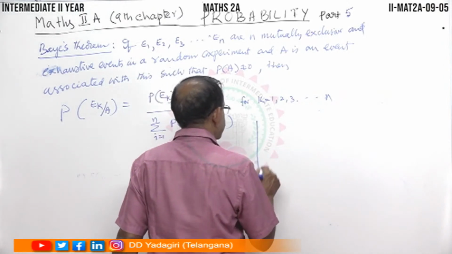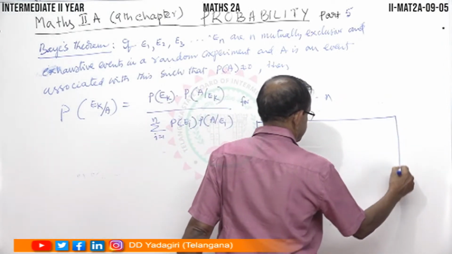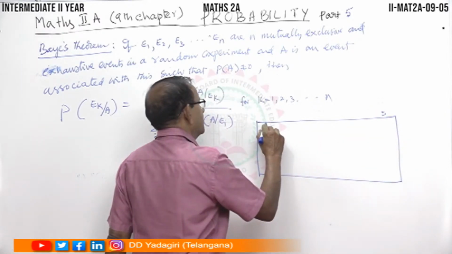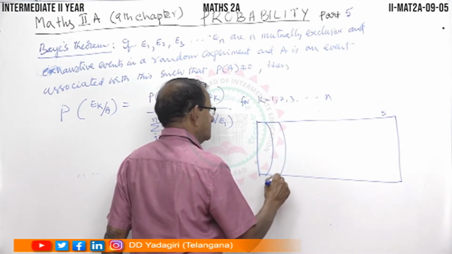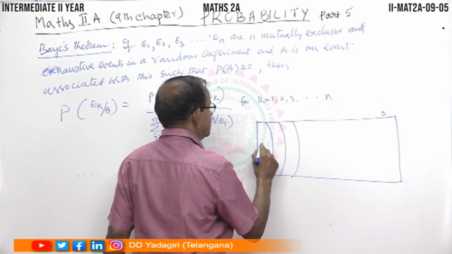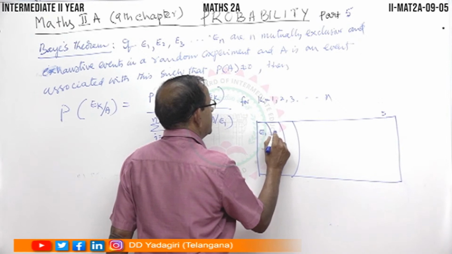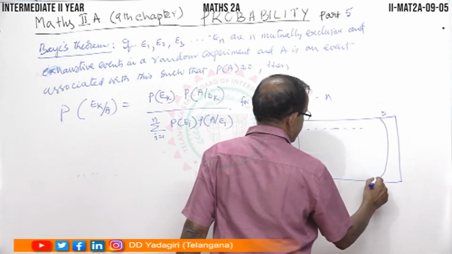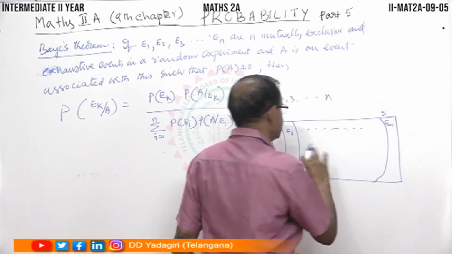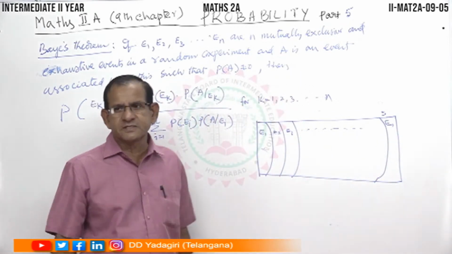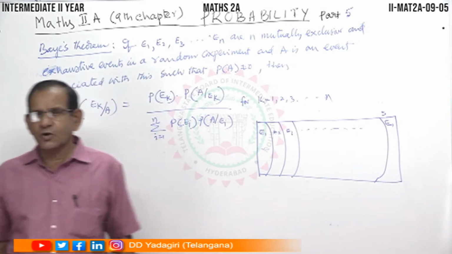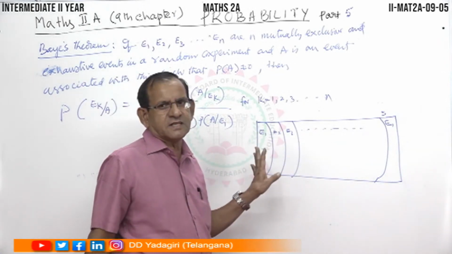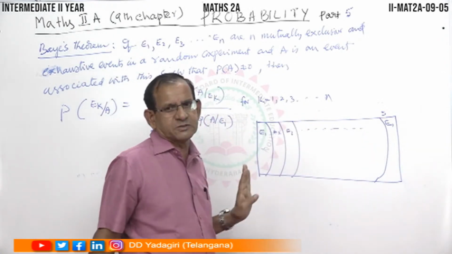Now you can take a diagram like this. This is the total sample space. Now let us divide this into n parts. This is E1, E2, E3 and so on. Last one is En. These are n mutually exclusive and exhaustive events, which means except these, no other events are there. Union of all these is the total sample space.